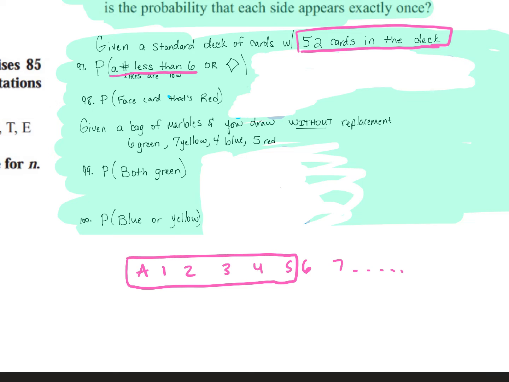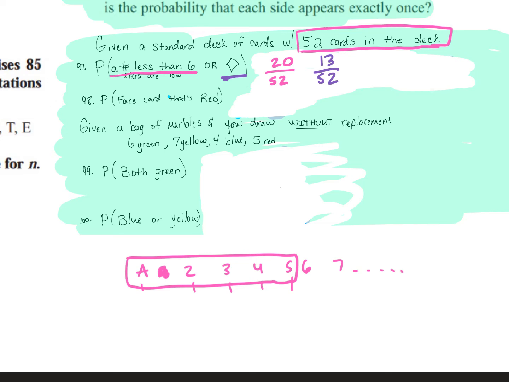So how many cards do I have ace through 5? Oops, there shouldn't be a 1, it should just be 2, because ace is 1. So 1, 2, 3, 4, 5. So I have 5, but there's 5 for each suit. So it would be 5 times 4, which would be 20. So I have 20 out of 52 that are a number less than 6. And then how many diamonds do I have in 52? I have 13. There's 13 of each suit.